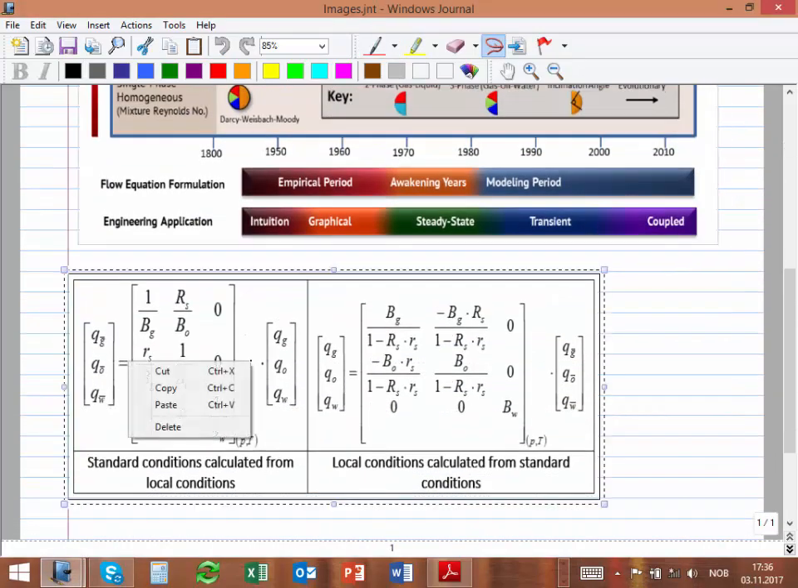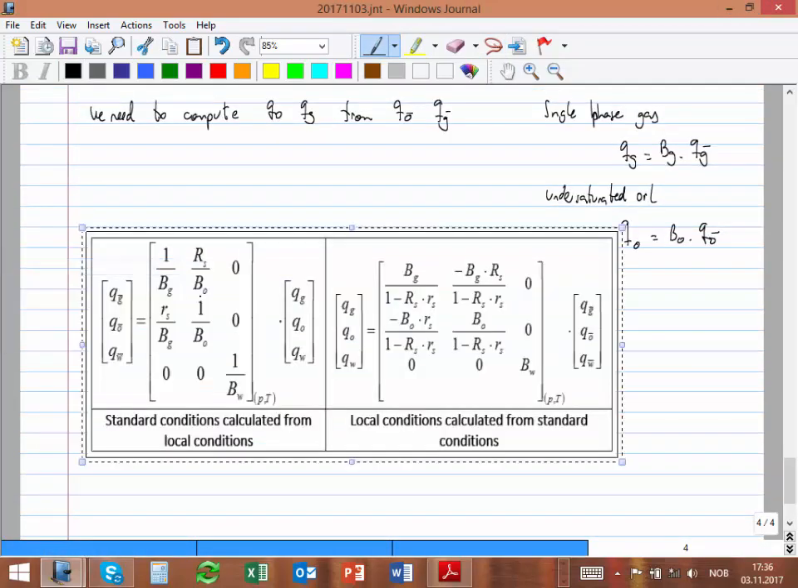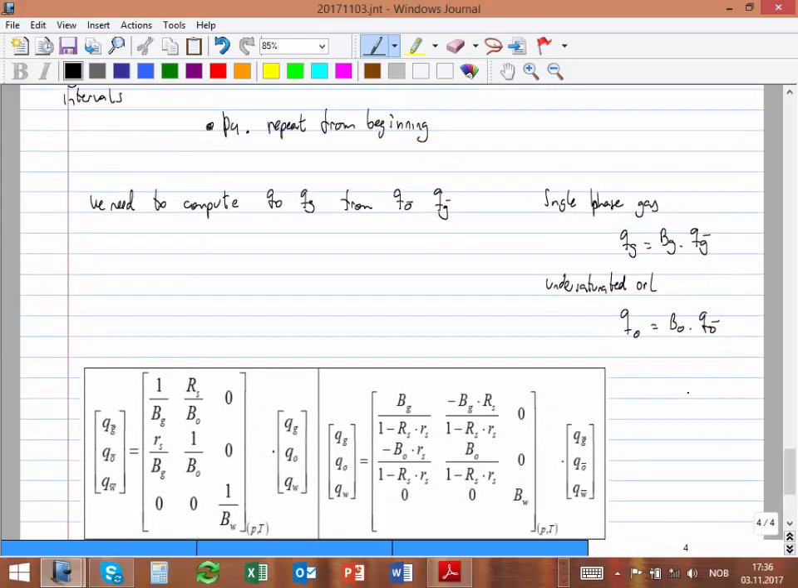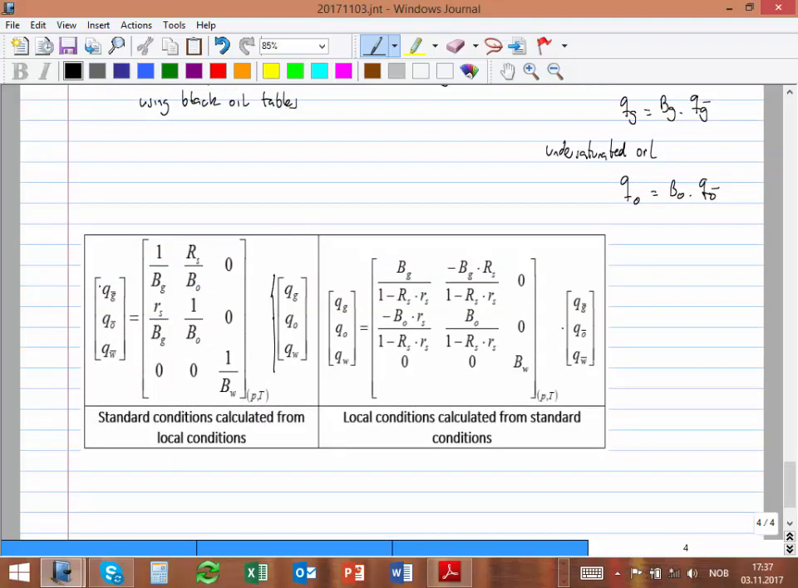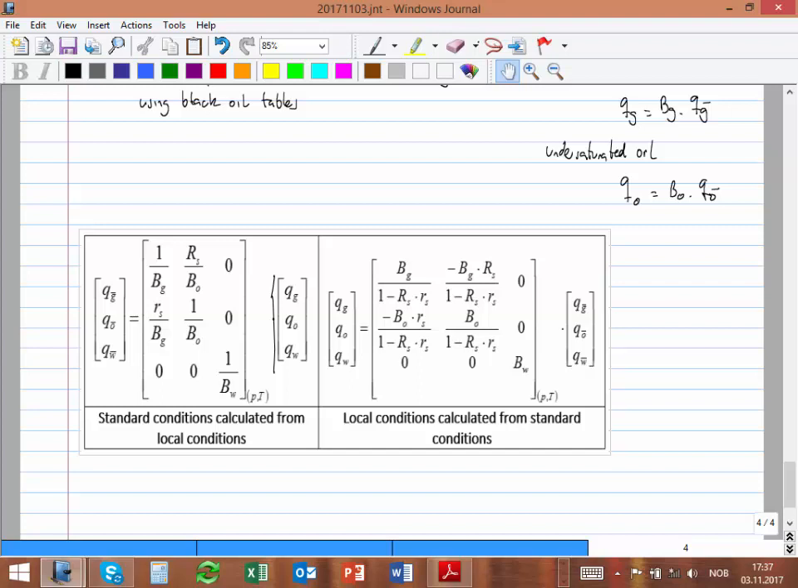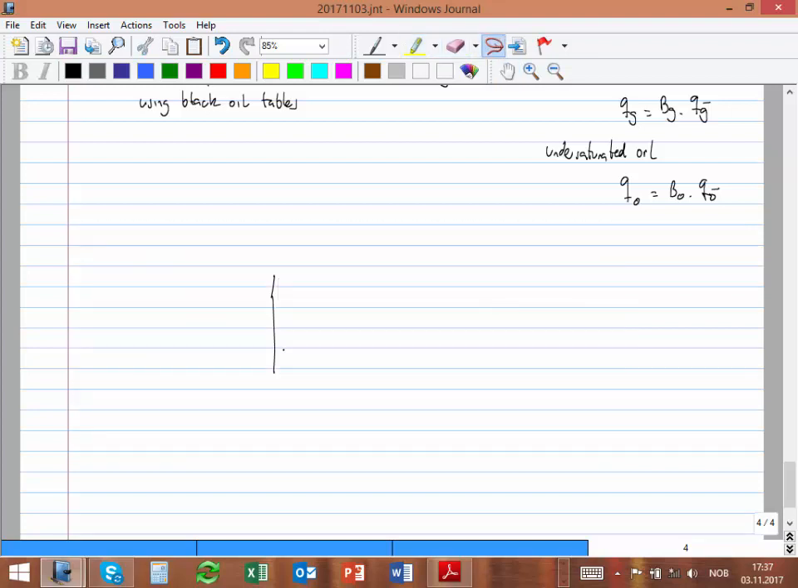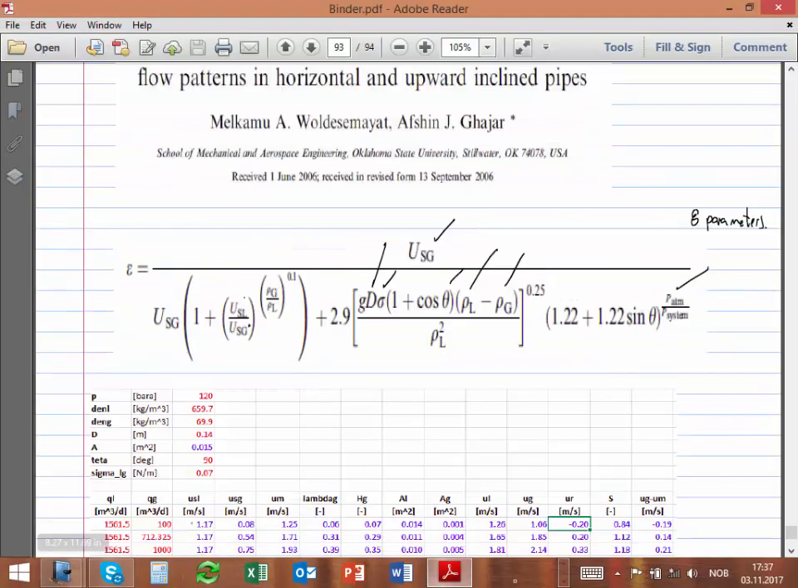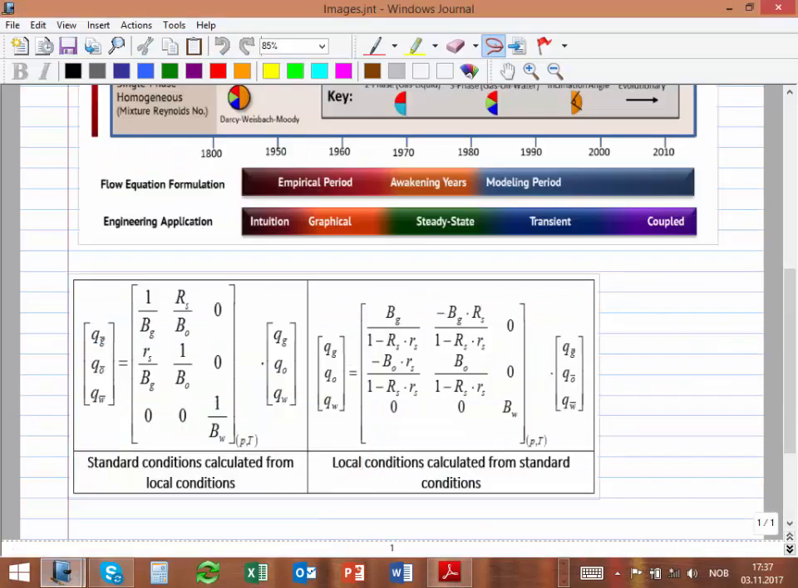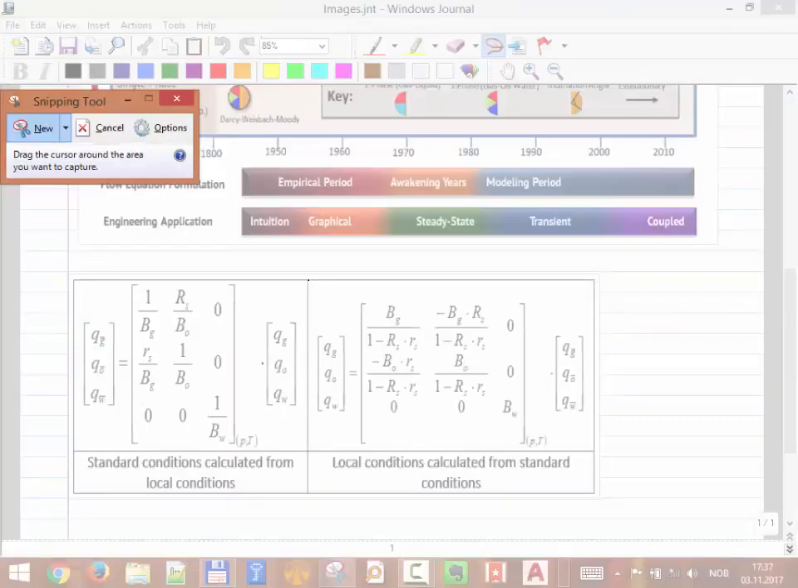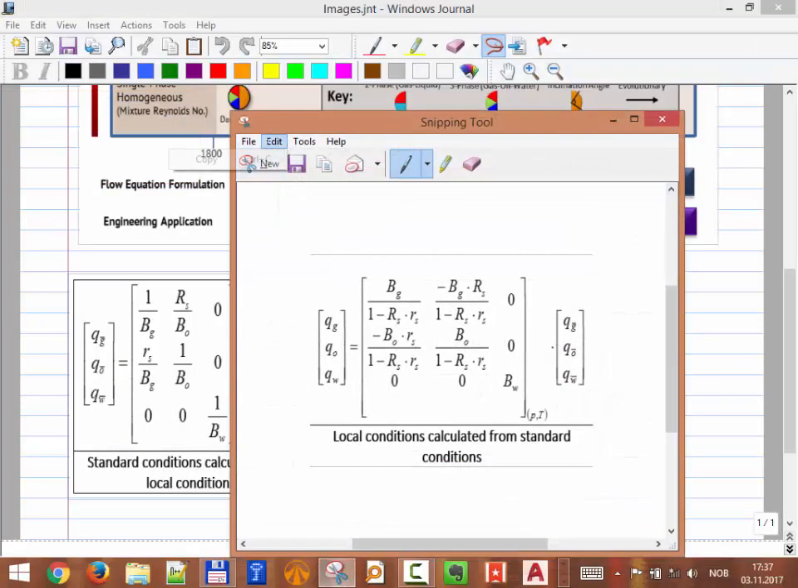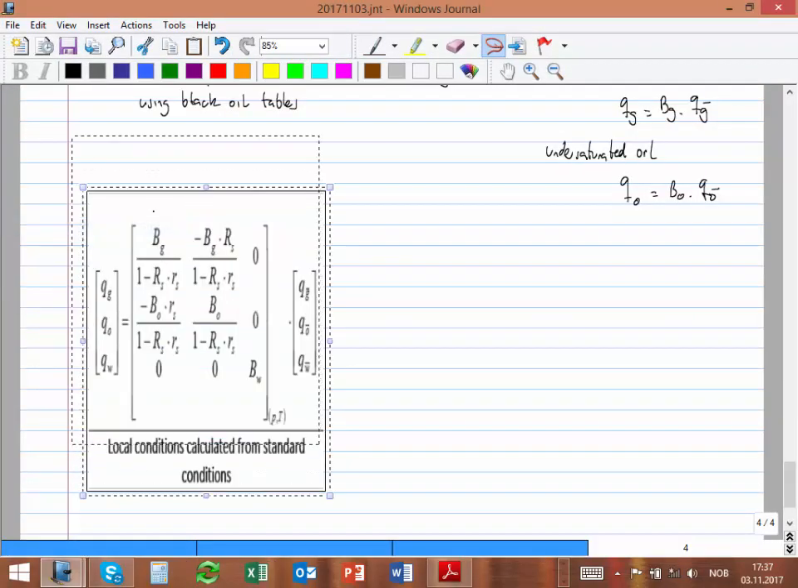I think this is a very generic way to represent that transformation. So you create, this is using black oil, this is using black oil tables. And this is if you have local rates and you want to compute standard condition rate. And this is if you have standard condition rate and you want to, actually this is the one I need. Let me see if we can just take this one away. Okay, and you have all the parameters we have discussed before.